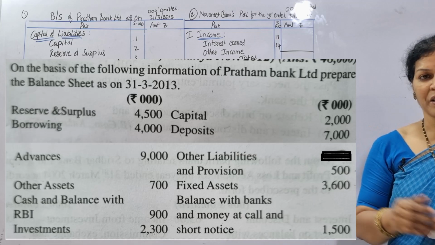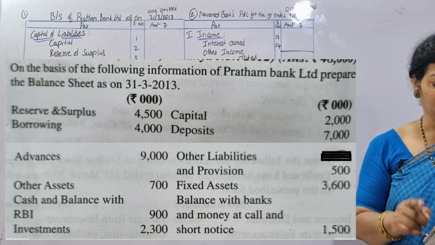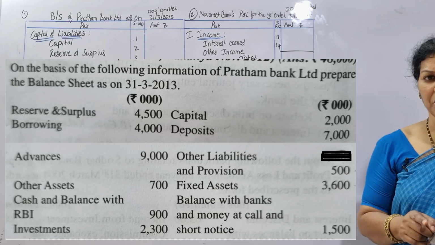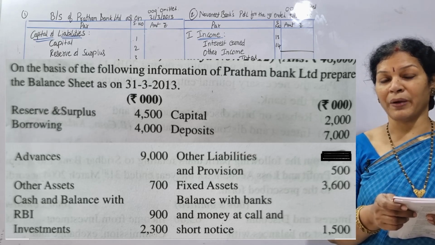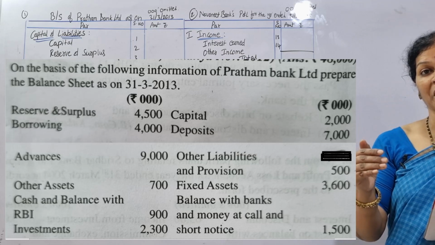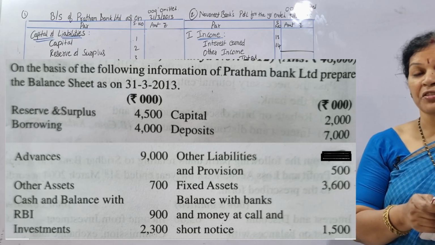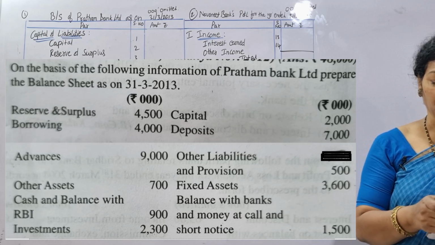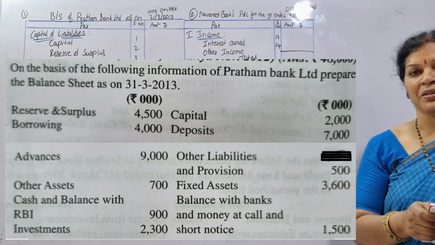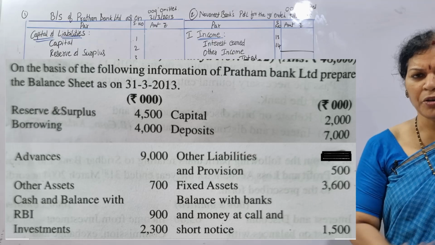And advances, this comes under the assets, schedule number 9. And other assets, schedule number 11. Cash and balance with RBI, this is schedule number 6. Investments, schedule number 8. Other liabilities and provisions, this is 500 it is given, this is schedule number 5, the last schedule of the liabilities side. Fixed assets are 3600. Fixed assets are always schedule number 10. And balance with banks and money at call and short notice, this is schedule number 7. So simply the schedule numbers and amounts are given directly. We need not calculate anything.